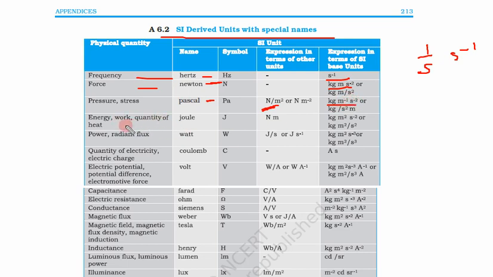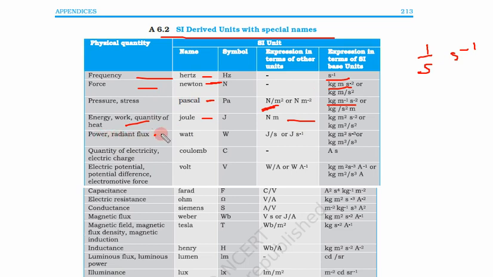Energy, work or heat. That is always measured in joule. So what is joule? Kilogram meter square per second square, or Newton meter. Newton into meter. That we will all learn. But first we are just seeing why there are so many units.